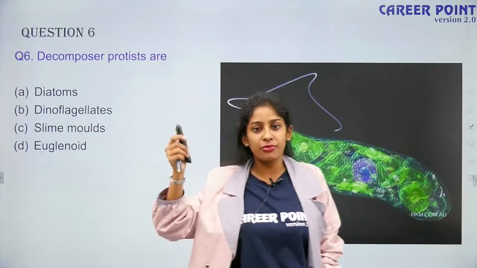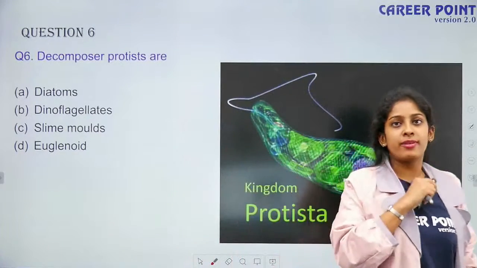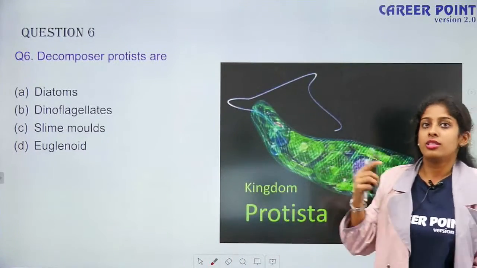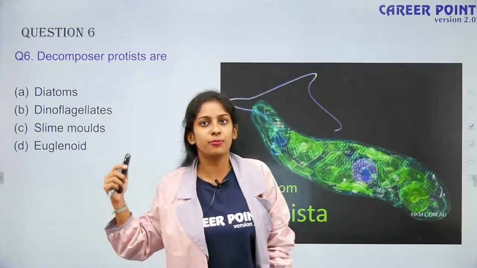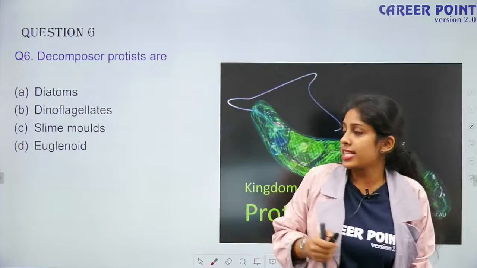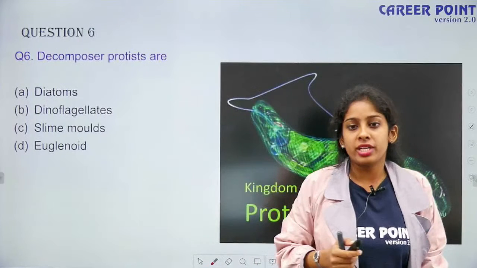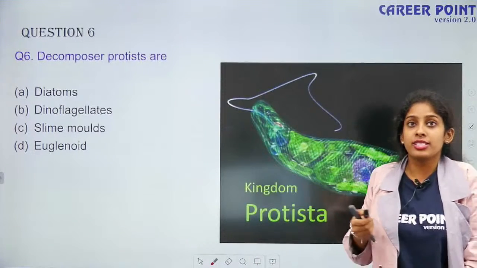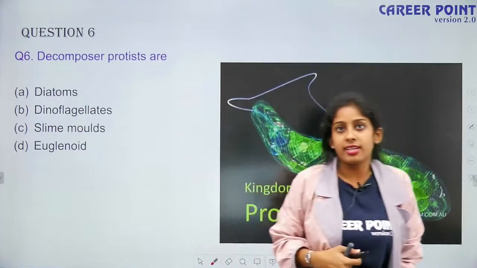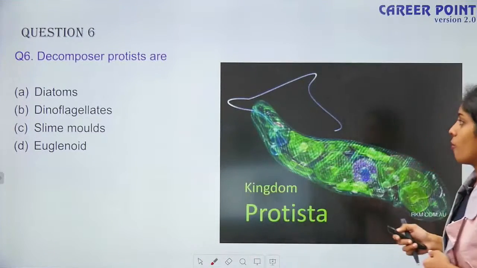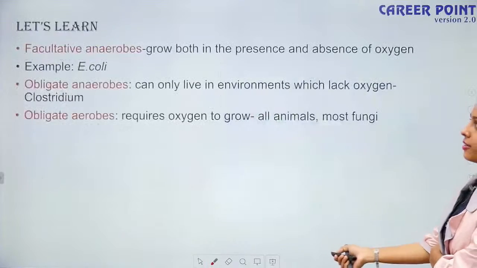So I showed you the classification of protists, right? So one was based on your autotrophic mode of nutrition, the next was saprophytic, and the last one was your predators or parasites, that is your protozoans. So which was a saprophytic protist? Yes, that was your slime mold. So yes, that is the right answer. Fine. So answer is C.